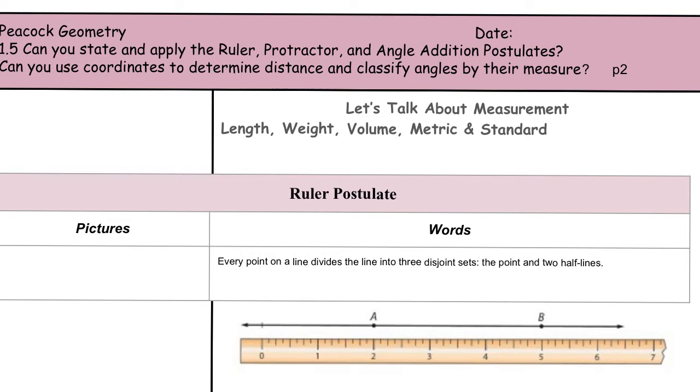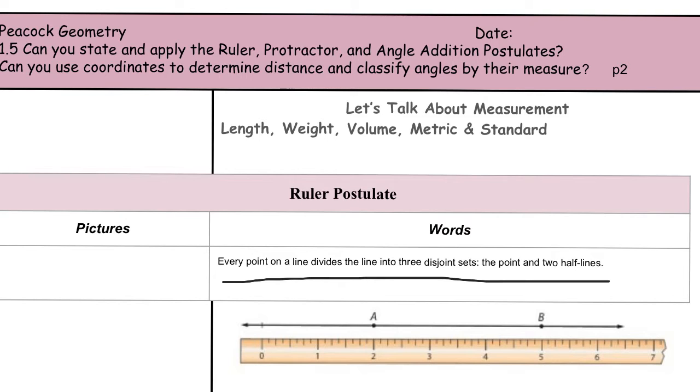1.5. Can you state and apply the ruler, protractor, and angle addition postulates? Can you use coordinates to determine distance and classify angles by their measure? Okay, so the ruler postulate just kind of gives a postulate to what we talked about in the last section. Every point on a line divides the line into 3 disjoint sets: the point and the 2 half lines.